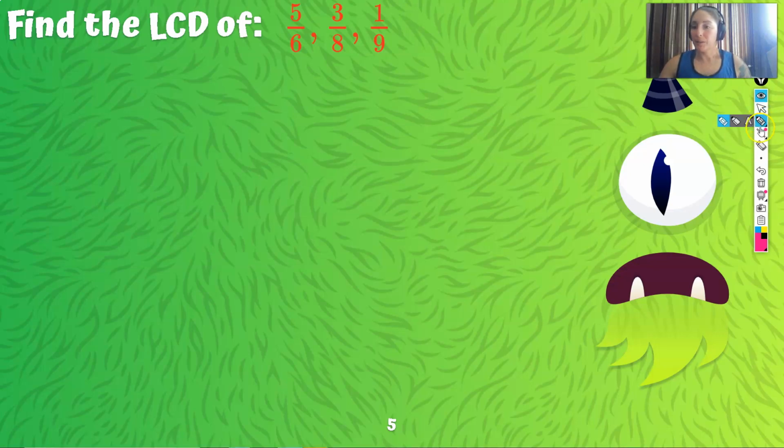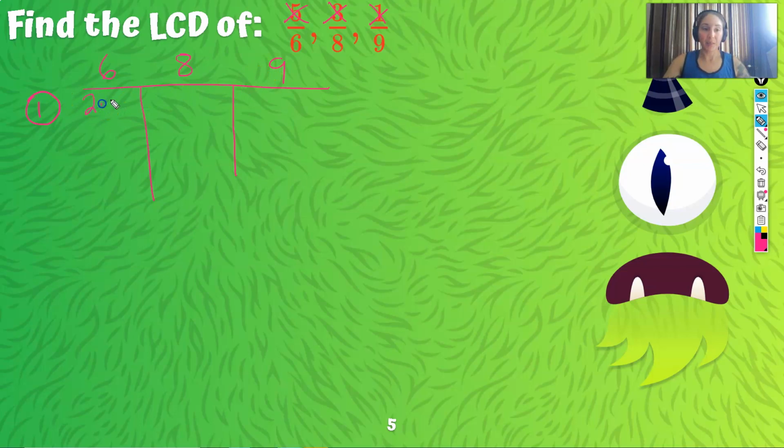So let's find the LCD of 5/6, 3/8, and 1/9. Like I said earlier, when doing this, I really don't care about these numerators. So step 1, factor all the denominators completely. I'm going to make a little chart here, and you don't need to do this, it's just more for a visual. So I have 6, 8, and 9, and I'm going to factor them completely.